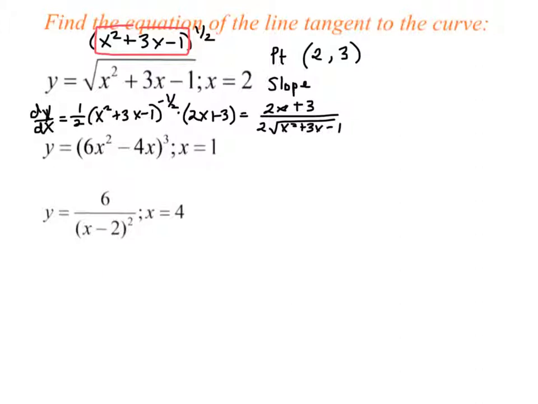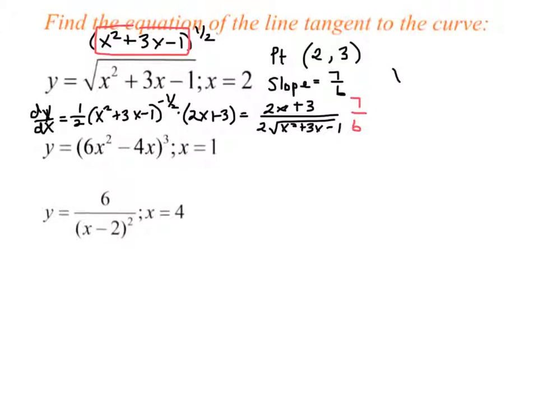So to get the slope, I'm going to plug 2 into this. Okay, so 2 times 2 plus 3, I've got 7. I'm just going to make a little note to myself that there's a 7 on the top. On the bottom, I plug 2 in. I get 4 plus 6 minus 1. I get that square root of 9, which is 3. 2 times 3 is 6. I'll make a little note to myself there. So the slope is 7/6.